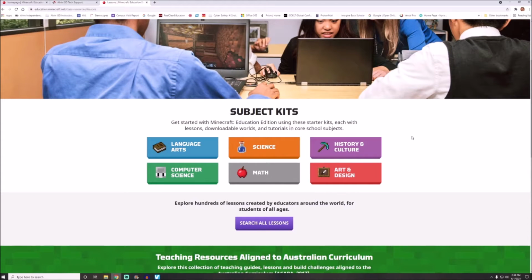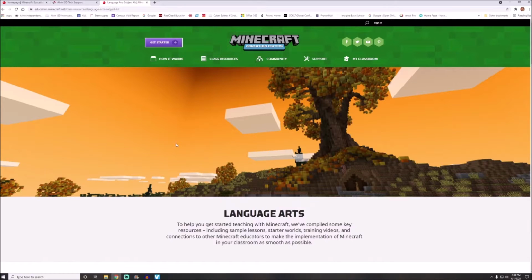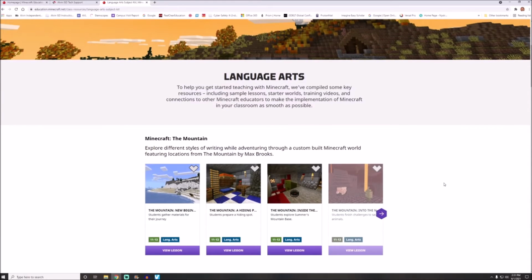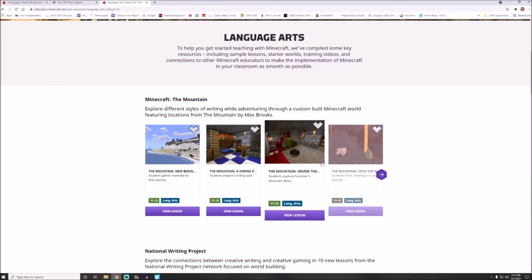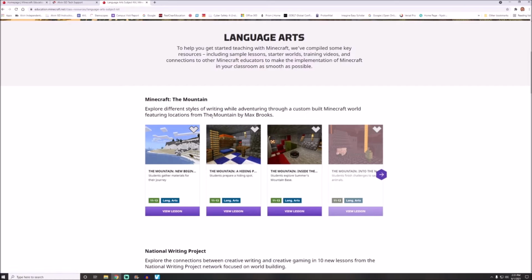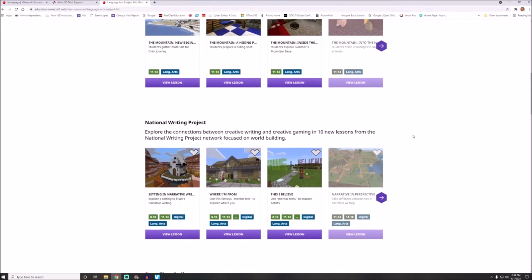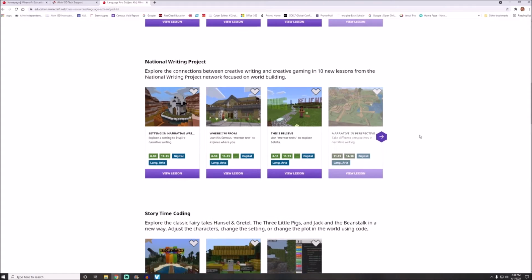And I'm going to browse by each of the subject matter, core curriculum areas and let you take a look at what's in them. We'll also take a look at art and design and computer science very briefly. There's a lot here. So if we take a look at language arts, for instance, we first see that there are a series of lessons that are associated with The Mountain by Max Brooks, having to do with setting and all kinds of things. There's a National Writing Project lessons.